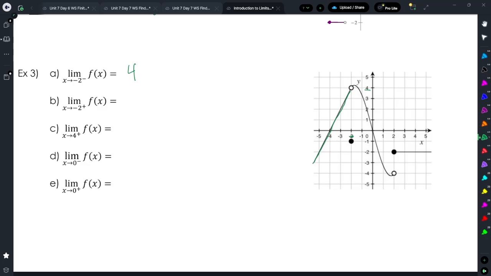Now the limit as x approaches -2 from the positive x values. So now I'm going to start with positive x values and get closer and closer to x equals -2. The y value is again getting closer and closer to 4. Then the limit as x approaches 4 from the right side, so positive x values, here's x equals 4. So that y value is getting closer and closer to -2.